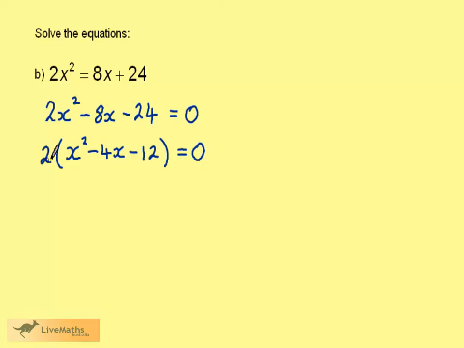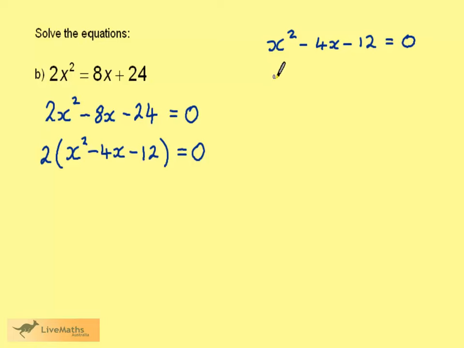So 2 times the contents of the bracket gives us 0. Since 2 cannot be 0, it follows that the contents of the bracket must be 0 in order for this product to be 0. So all we need to solve is x squared minus 4x minus 12 is equal to 0.